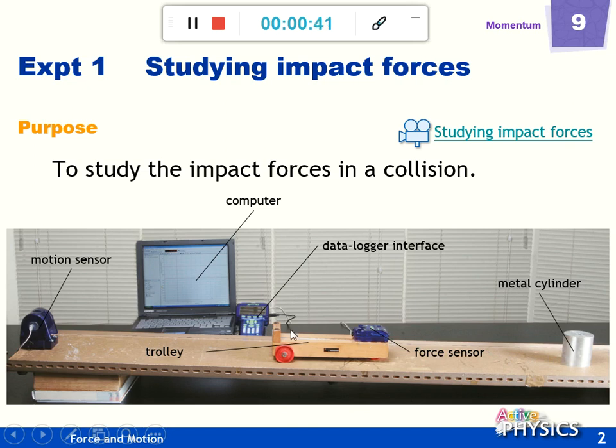And also we have the other device, the data logger interface, which is linked up to the computer. We also have the other sensor, a motion sensor, to record the speed of the trolley. Okay.